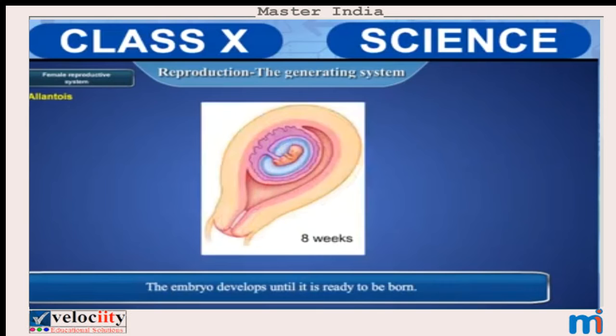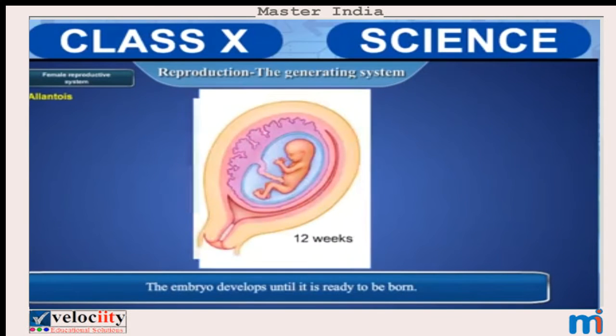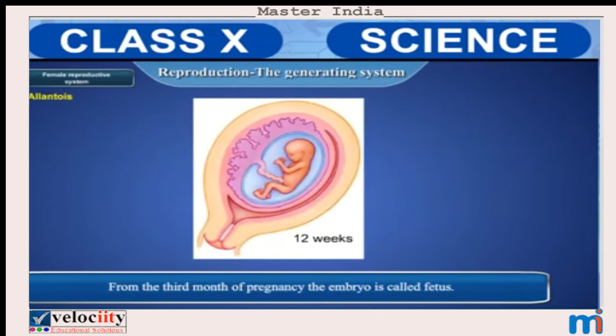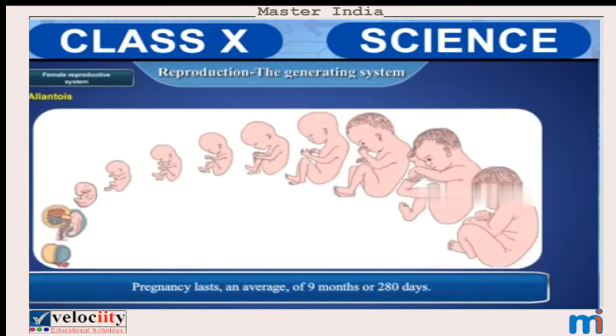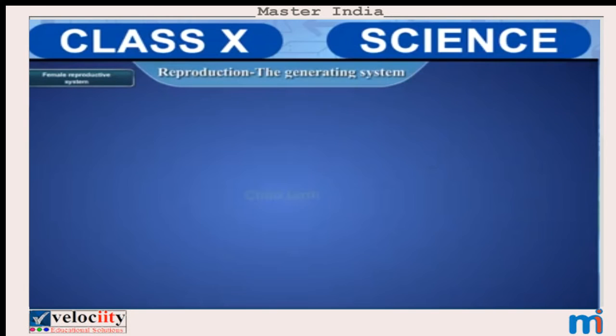The embryo develops until it is ready to be born. From the 3rd month of pregnancy, the embryo is called a fetus. Pregnancy lasts an average of 9 months or 280 days. This period is called the gestation period.